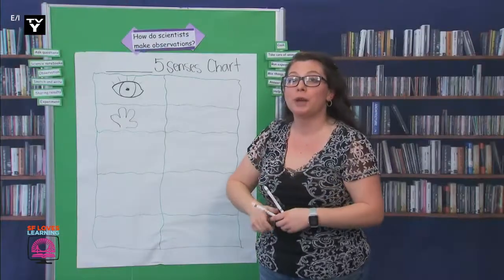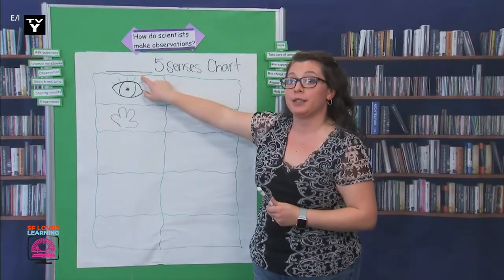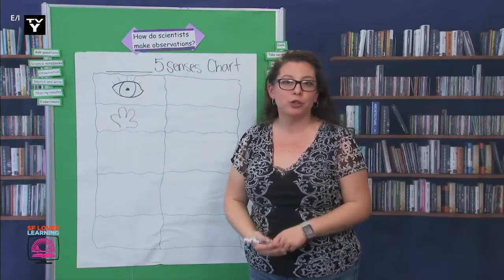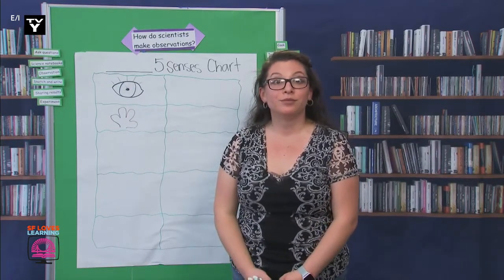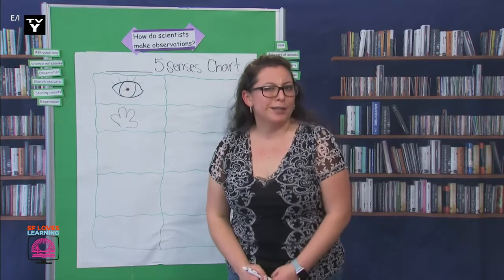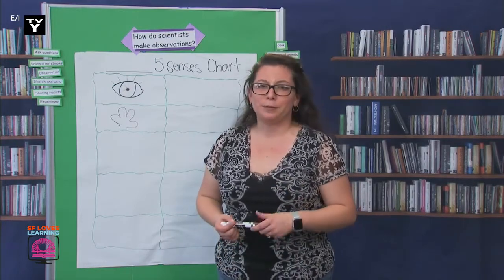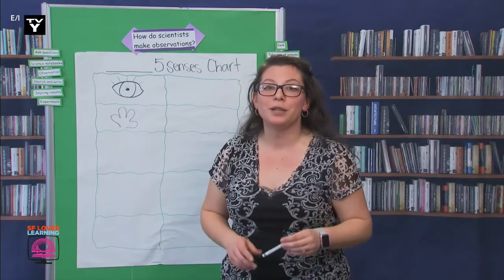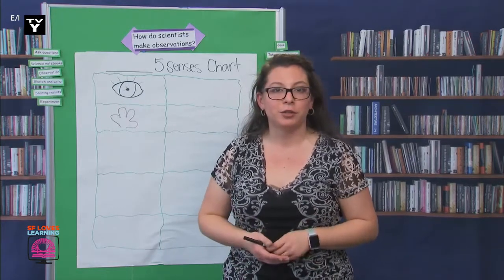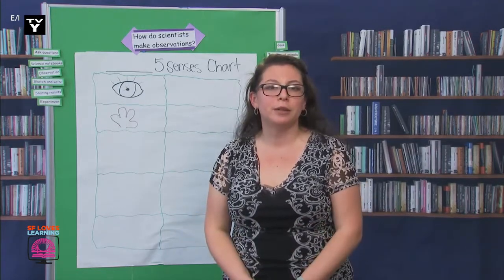And we'll each write our different objects in the space. Today, I chose to observe a lemon. What item are you going to observe? Ooh, sounds like that will be a great item to observe. Since I'm going to be observing a lemon, my title is going to be Lemon 5 Senses Chart. What is your chart title going to be?